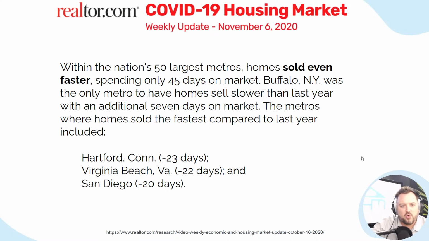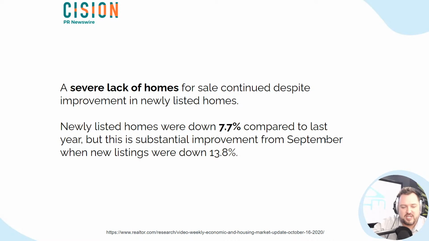Buffalo, New York was the only metro to have homes sell slower than last year, with an additional 7 days on the market. So it took 7 days longer. The metro areas where homes sold faster compared to last year: Hartford, Connecticut, was 23 days faster this year than last year, which was still selling fast. Virginia Beach was 22 days faster. San Diego was 20 days faster in selling property than in prior years.